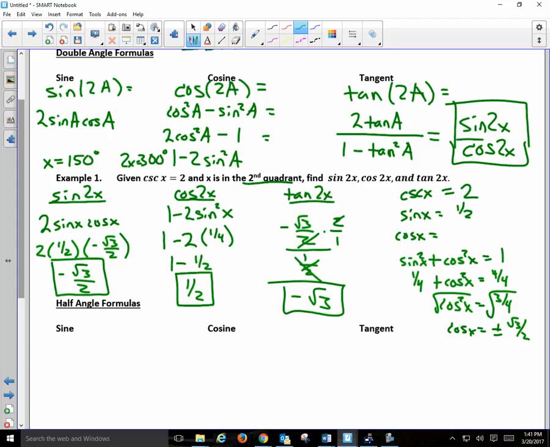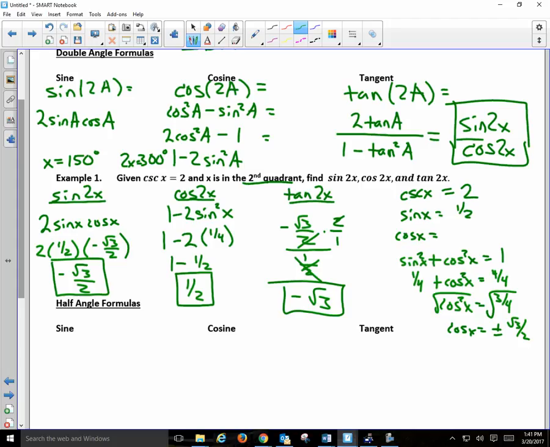Okay? Now, let's just make some sense here. It says it's in the second quadrant, but it says sine is negative. Is sine positive or negative in the second quadrant? Sine is positive, so why do I get a negative result? Because you're doubling it. This is not talking about 150 degrees, which is in the second quadrant. This is talking about 300 degrees, which is in the fourth quadrant.